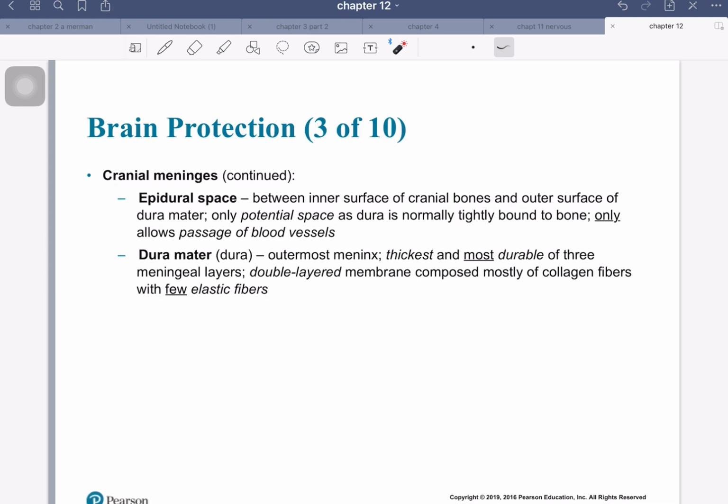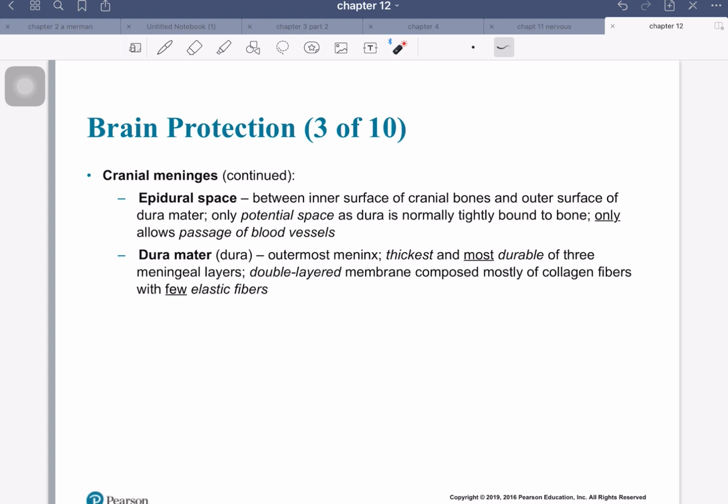As I said, it's only a potential space, as the dura is tightly bound to the bone. It does allow for the passage of some blood vessels, but it's not a recognizable space in most cases. Now, the dura, or dura mater, is the outermost of the meninges. It's the thickest and most durable. That's what dura means. It means tough, right?